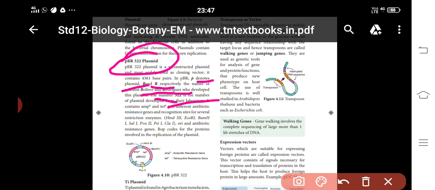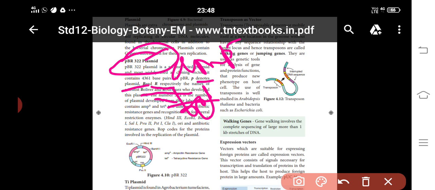So the next one is the ori, or the laboratory. It contains the Amp R and Tet R, two different antibiotic resistance selection sites. In this, the restriction enzymes are HindIII, EcoRI, and others such as PvuII, SalI, BamHI, PstI, and ClaI. So these are the antibiotic resistance genes.